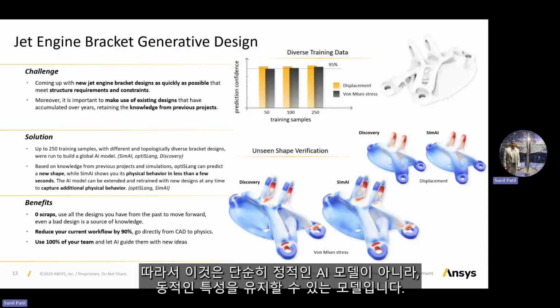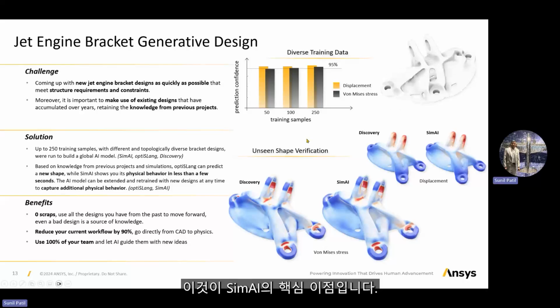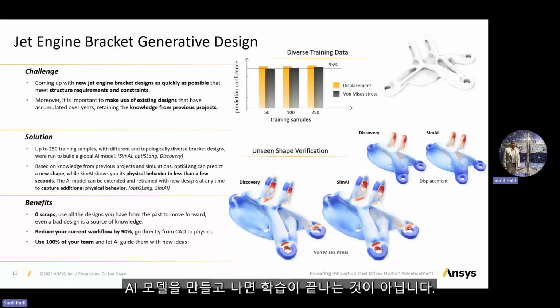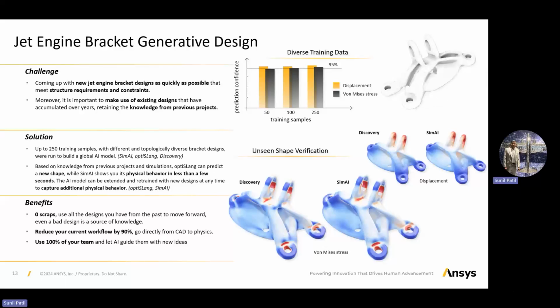So this is not just a static AI model. It can stay dynamic. As you keep on providing more and more training data, it can keep on learning. And that's really a key advantage of SimAI: it's not like once you build an AI model, it's no more learning. That AI model can keep on learning based on the new training data sets.